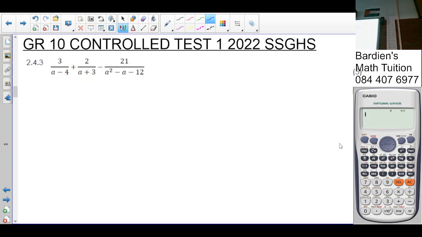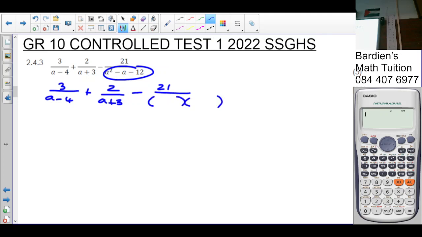Okay, so the question says simplify. Our denominator needs to be factorized so that we can find an LCM. Alright, so we'll get it in factor form. So we've got 3 over a minus 4, plus 2 over a plus 3, minus 21 over a minus 4 times a plus 3.